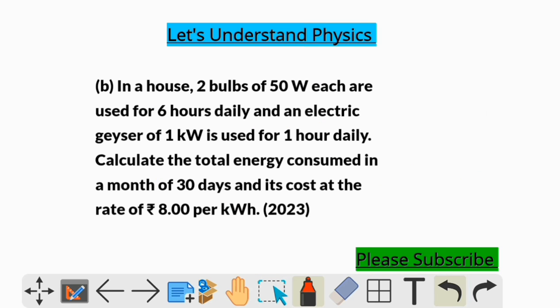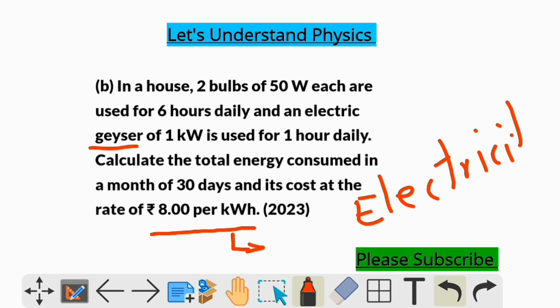Question B. In a house, 2 bulbs of 50 watt each are used for 6 hours daily, and an electric geyser of 1 kilowatt is used for 1 hour daily. Calculate the total energy consumed in a month of 30 days and its cost at the rate of 8 rupees per kilowatt hour. So this kilowatt hour is what? Commercial unit of energy. Now here, what are they asking you to find? Electricity bill.